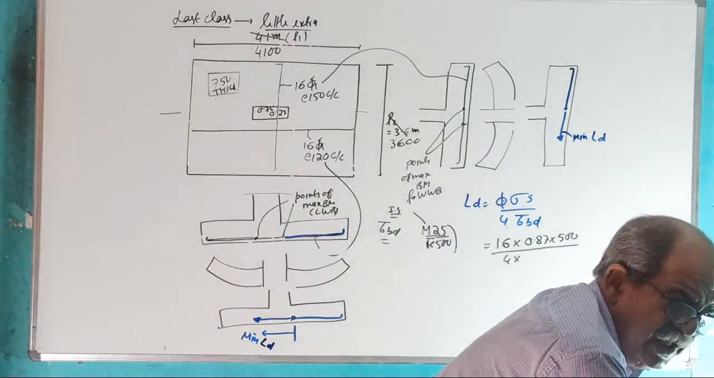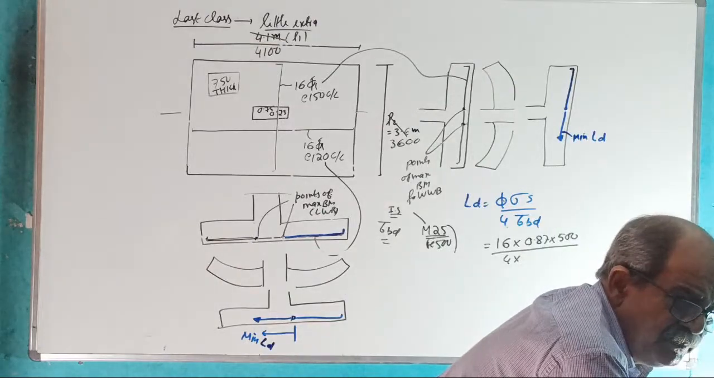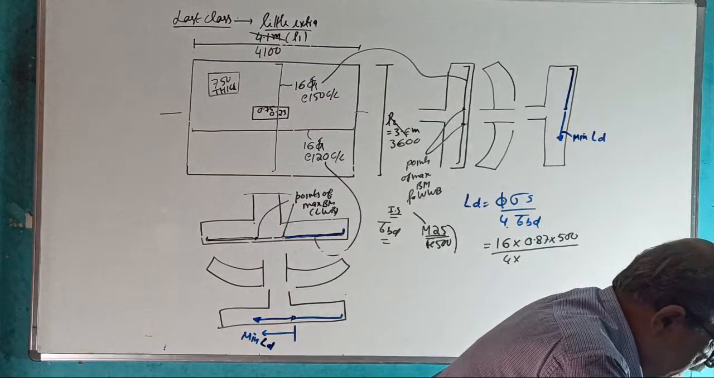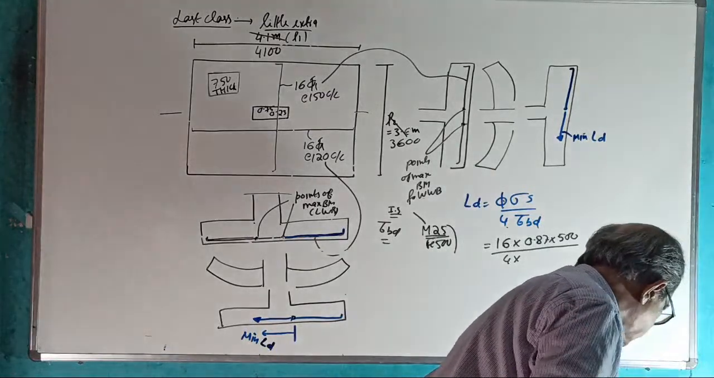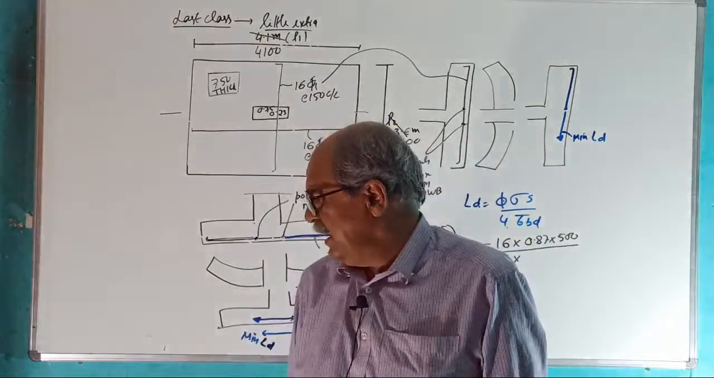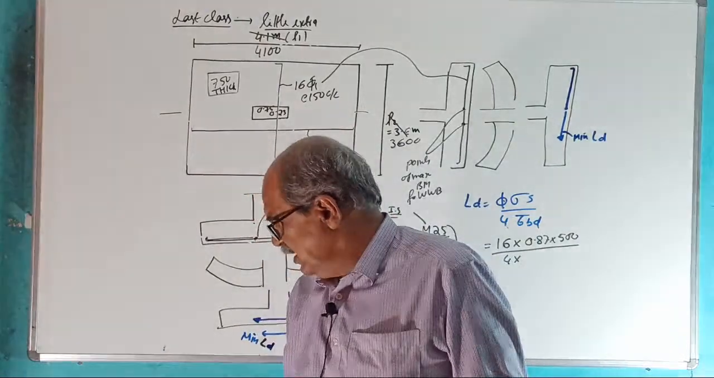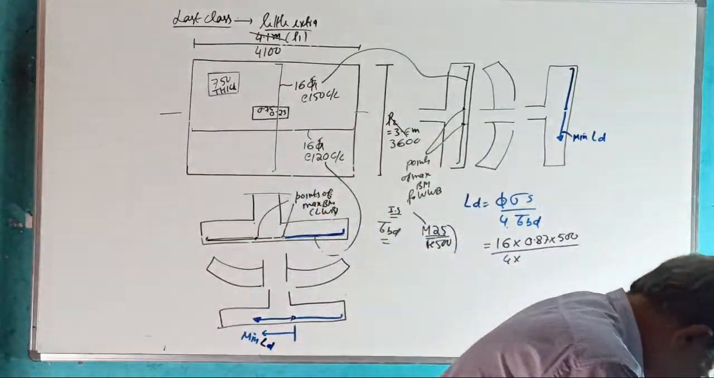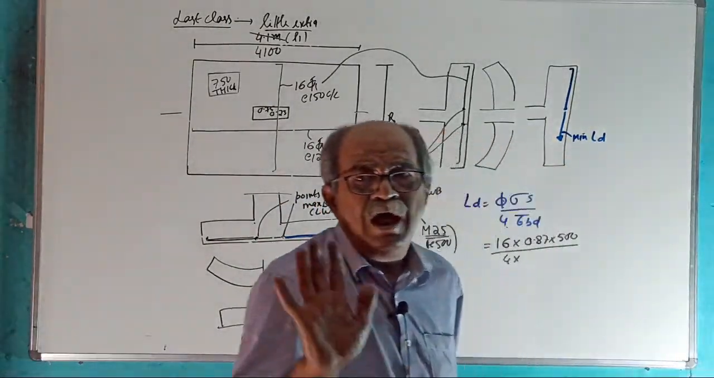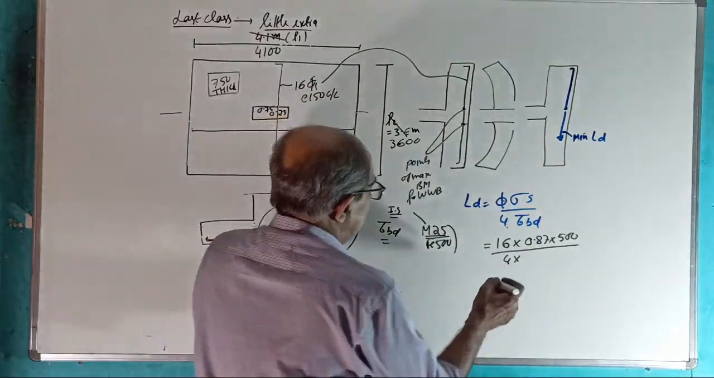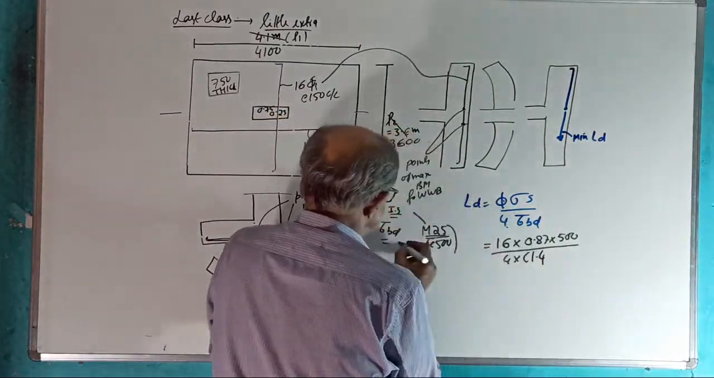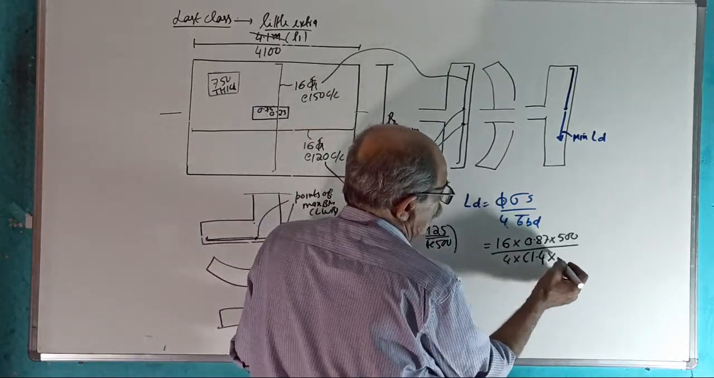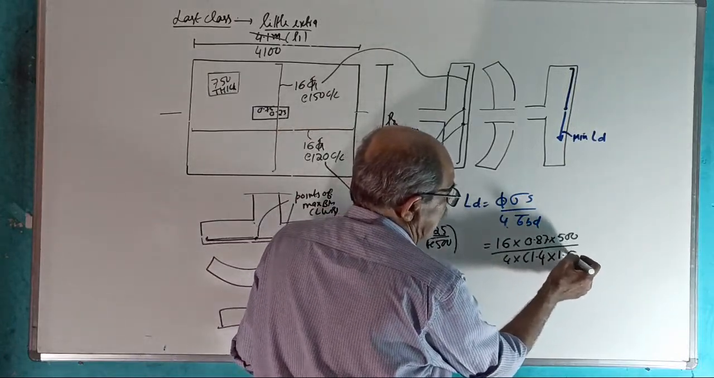Don't delay unnecessarily. Open the IS code and go to development length. I don't have the code here. If the code were here, I would have seen it and written. My IS code copy is misplaced somewhere. So anyway, it is 1.4 Newton per mm square. If wrong, I am not responsible. It is 1.4, and then into 1.6.